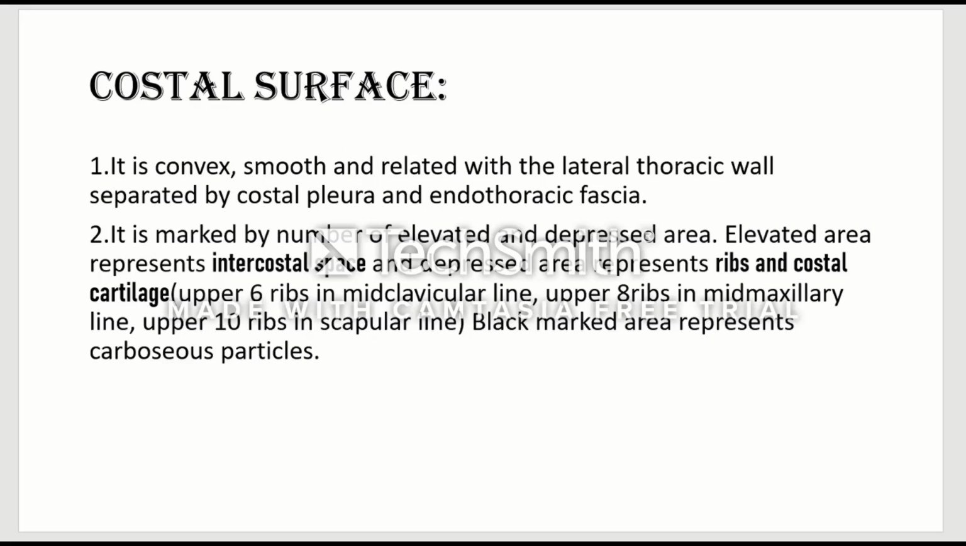Then আমরা জানি lungs এর দুইটা সারফেস, costal surface and the medial surface. Costal surface খুবই important. It is convex, smooth, and related with the lateral thoracic wall separated by costal pleura and the endothoracic fascia. And it is marked by number of elevated and depressed area. Elevated area represent intercostal space, and depressed area represents ribs and costal cartilage. And some black marked area represents carbonaceous particle.